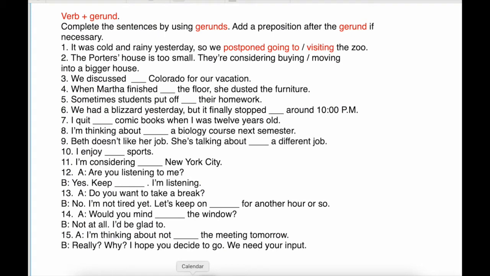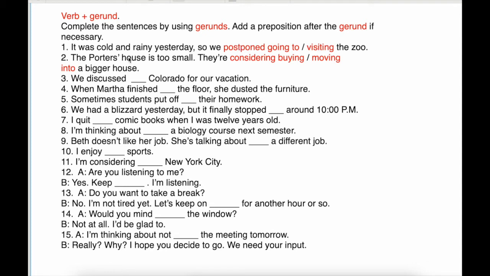Now, we have an exercise in here. It says complete the sentences by using gerunds. Add a preposition, and you know the prepositions, like to, from, in, on, after the gerund, if necessary. Number 1 and number 2 are done. It was cold and rainy yesterday, so we postponed going to. Remember, to somewhere. After go, we need to use the preposition to. Postpone going to the zoo or visiting the zoo. Yani hayvanat bahçesini ziyaret etmeyi ya da hayvanat bahçesine gitmeyi erteledik.